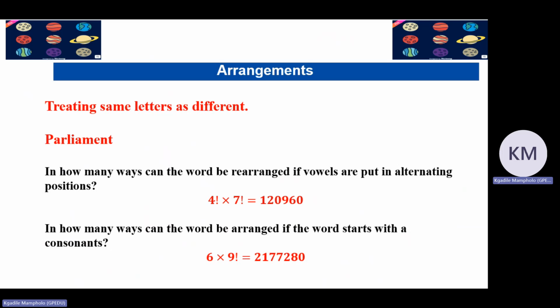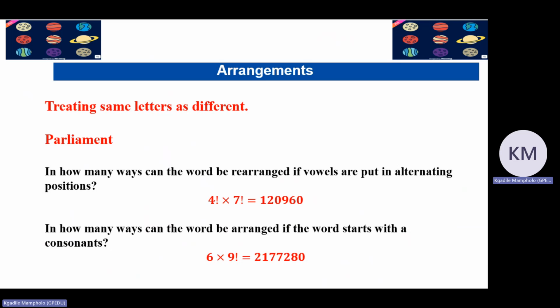In how many ways can the word be arranged if the vowels are put in alternating position? Now, here, the vowels are put in alternating positions, but they are not necessarily at the beginning. It means now the vowels can be put between any 2 letters, but they are together. But now, unlike the previous one, they are not at the beginning. They are anywhere. So we say 4 factorial times 6.